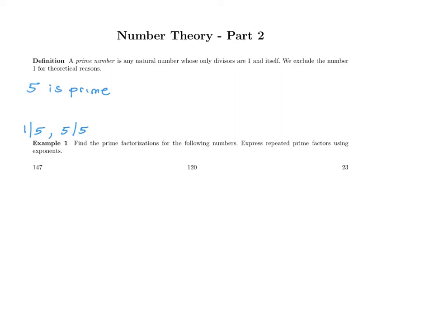A number that is not prime is something like 6. 6 is not prime. While it is a natural number, 1 divides 6, 6 divides 6, but 2 divides 6 as well. As a matter of fact, so does 3. And the second you have any numbers that are not 1 or itself that divide it, we say that this thing is not prime.